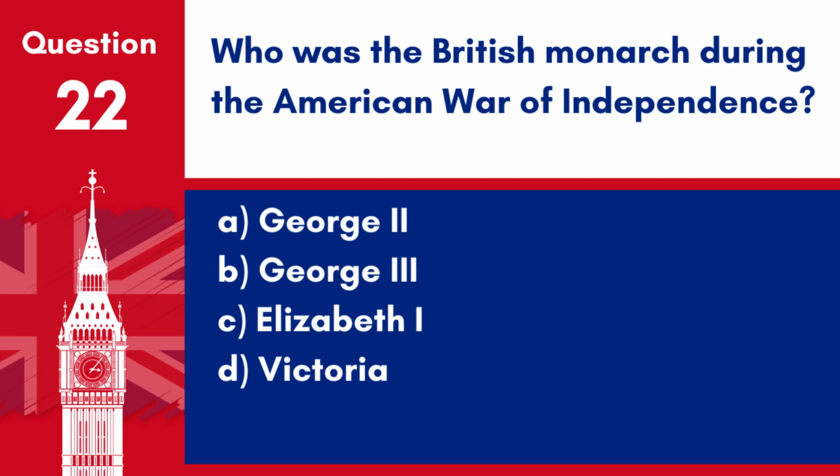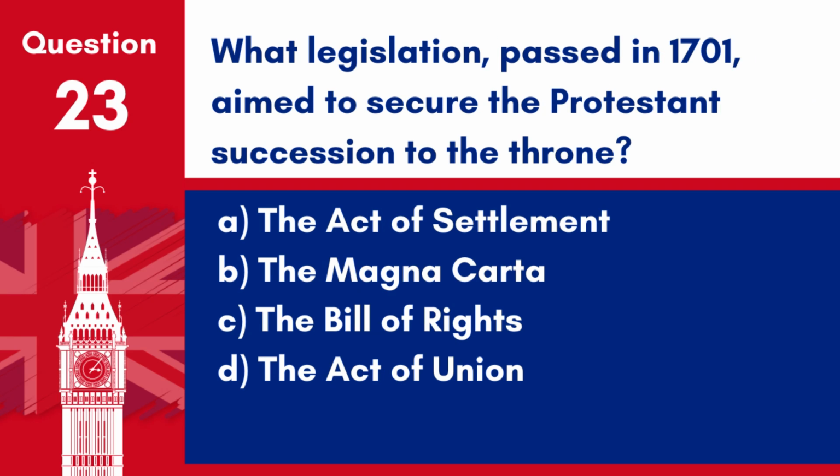Question 22. Who was the British monarch during the American War of Independence? A. George II. B. George III. C. Elizabeth I. D. Victoria. Answer B. George III. King George III was the monarch during the American War of Independence, which lasted from 1775 to 1783.